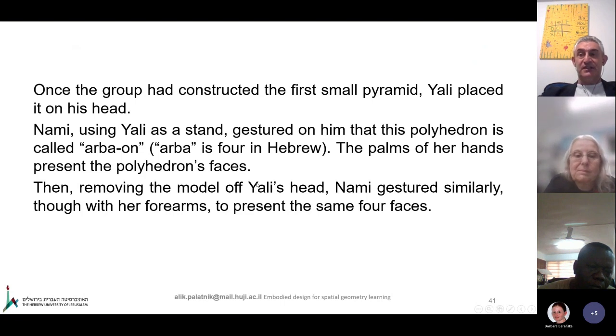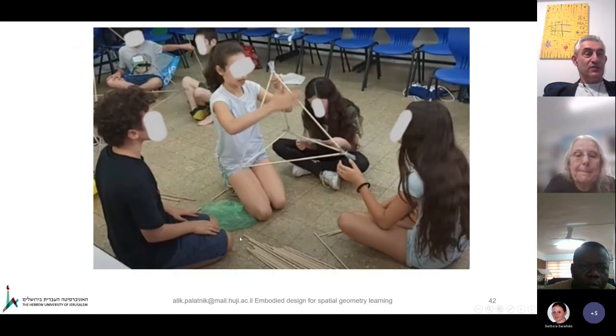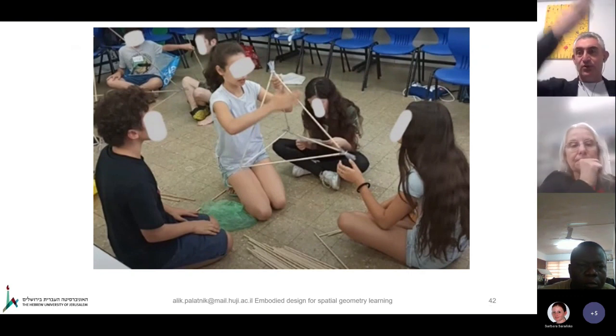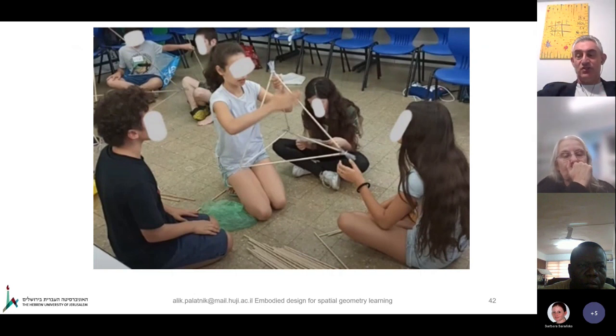By the way, it is interesting because her gestures are palms. She's not pointing. She's using palms because she's speaking about faces, and this is consistent. Then you can see she is switching to movement of a forearm. So she is trying to demonstrate some kind of play for her peers.